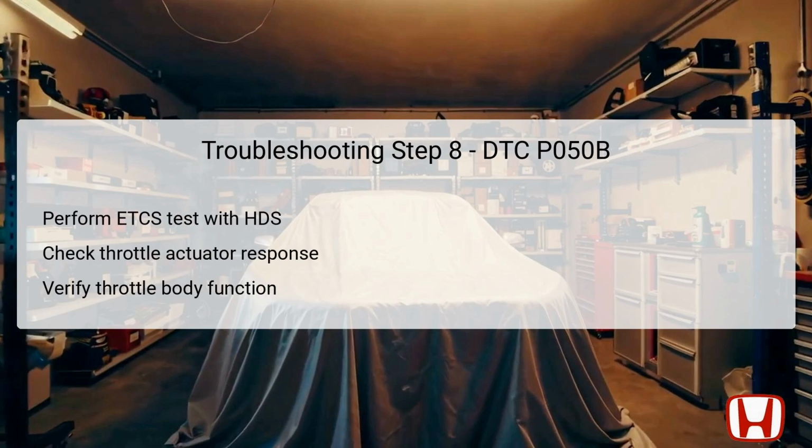In Step 8, performing the ETCS, or Electronic Throttle Control System, test using the HDS is crucial for checking the functional state of the throttle body. The throttle body controls the amount of air entering the engine, significantly affecting combustion efficiency and performance. During the test, observe the throttle actuator control valve for normal operation. This ensures that the valve opens and closes as required.